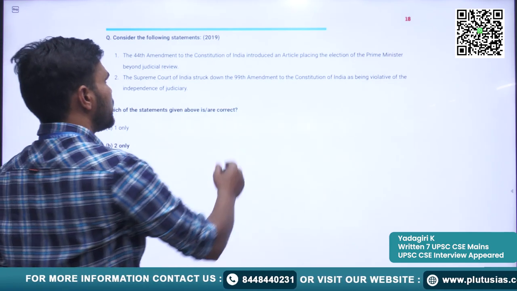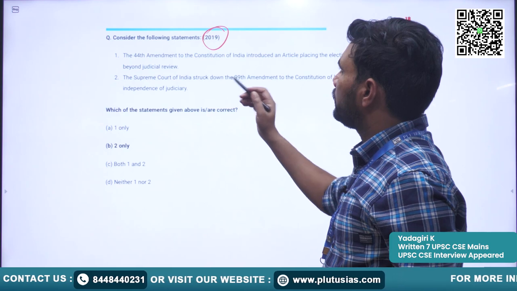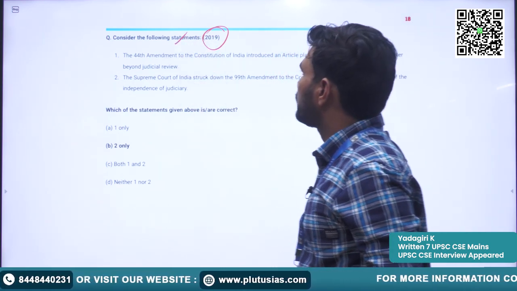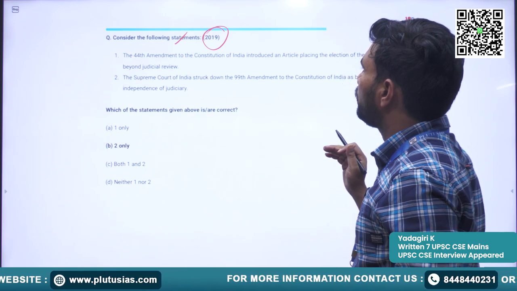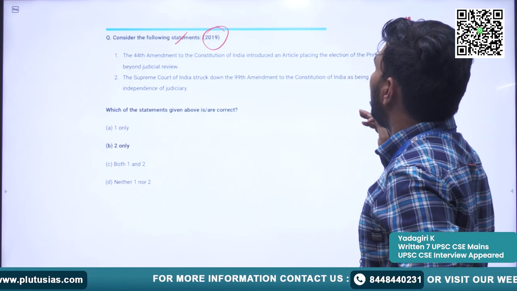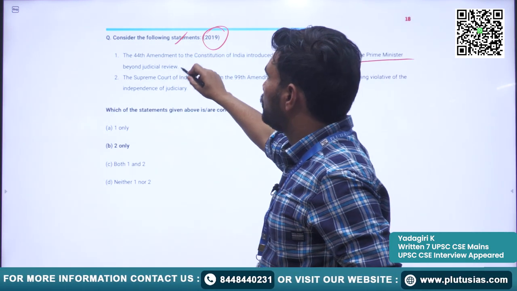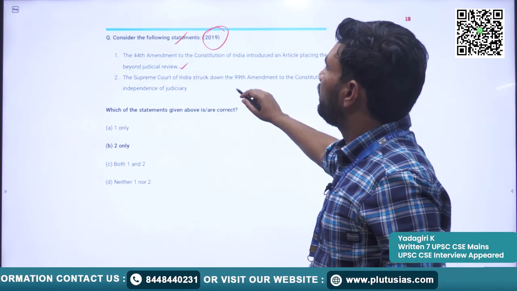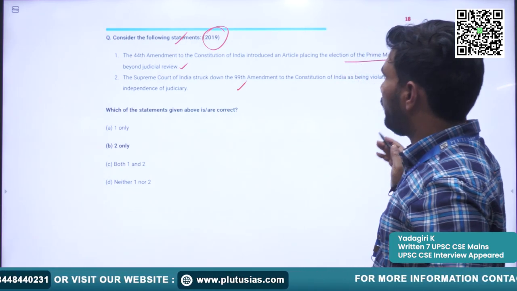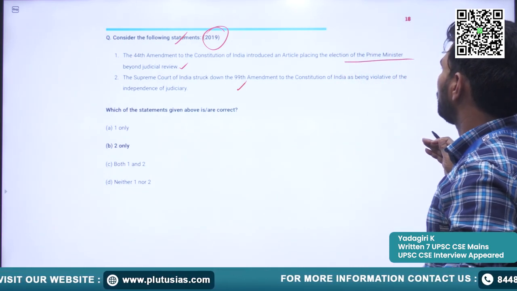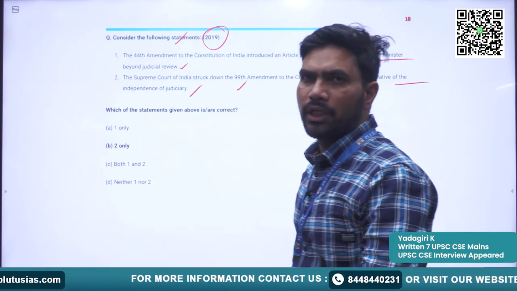Right. The second question was asked in 2019. The question is, consider the following statements. First statement is, the 44th Amendment to the Constitution of India introduced an article placing the election of the Prime Minister beyond judicial review. Second one is, the Supreme Court of India struck down the 99th Constitutional Amendment Act to the Constitution of India as being violative of the independence of the judiciary, right?